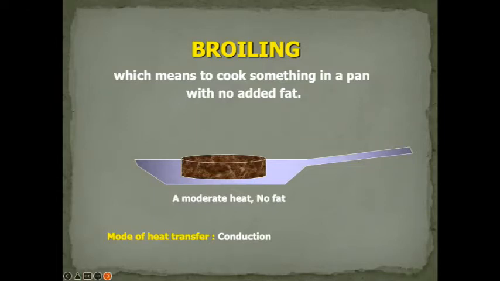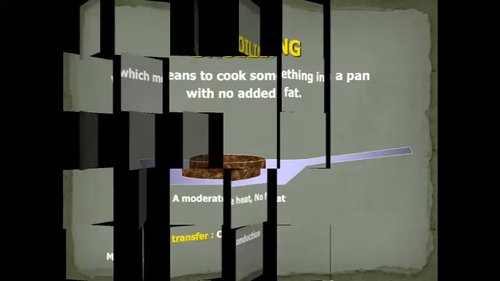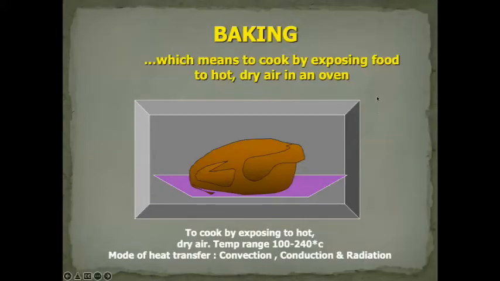So after broiling, the next dry heat method is baking. Dosa, yes, Mishra, dosa. Dosa is an example. If you're not putting oil in it, yes, it's an example of broiling.